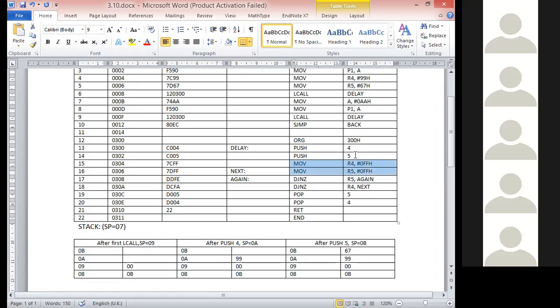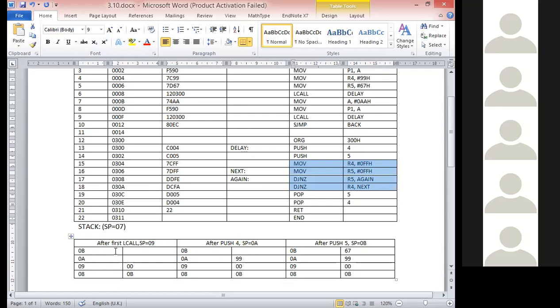Then we execute this line. Nothing will happen in the stack. We are only interested in the stack. Then this line, then this line. In all these cases, nothing will happen in the stack. When you write POP 4, this 67 will be popped out and stored in register R5, and the value of your stack pointer will be decremented by 1. So you will come over here in this column. After POP 4, this 99 will be popped out and stored in register R4, and the stack pointer will also be decremented by 1.